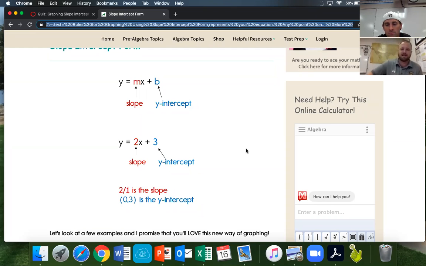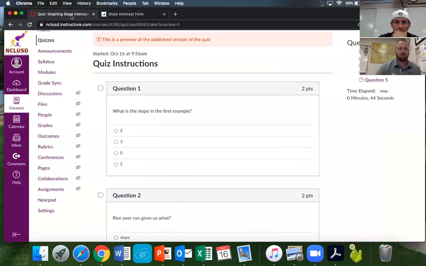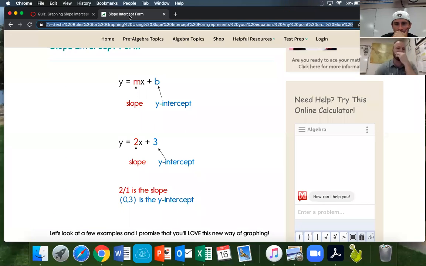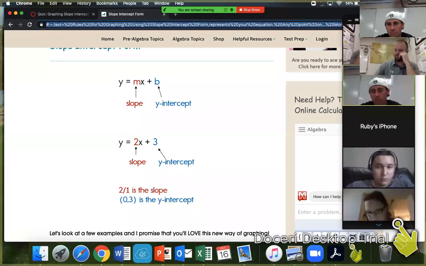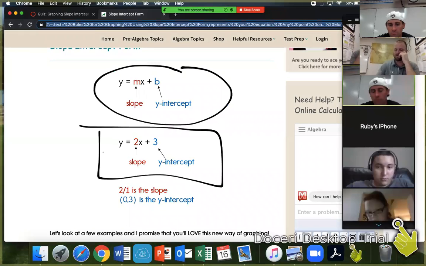Remember, the slope is the m, and you'll see in the notes. So let's go back. I'm going to go back and forth here. What is the slope in the first example? That should almost be a freebie. Is it 2, 3, 0, or 5? They gave you basically definitions here.